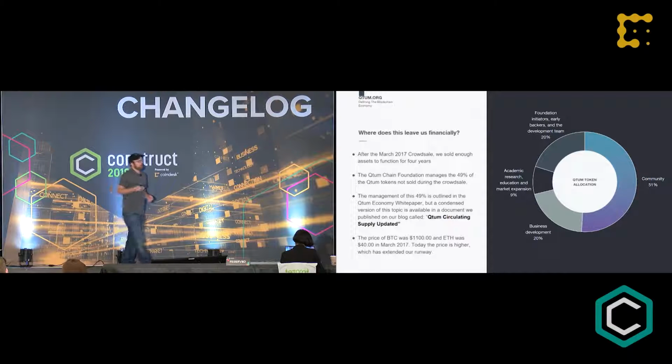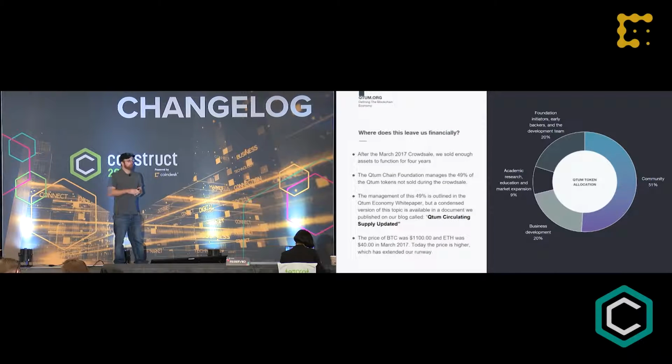Along with that, we also have the market expansion. That's making new deals and getting this in front of more people, and integrating with different services and wallets, exchanges, and whatever, and making sure that Qtum is as far-reaching as possible. And then there's business development, and that's the portion of the fund that is used to jumpstart the Qtum ecosystem.